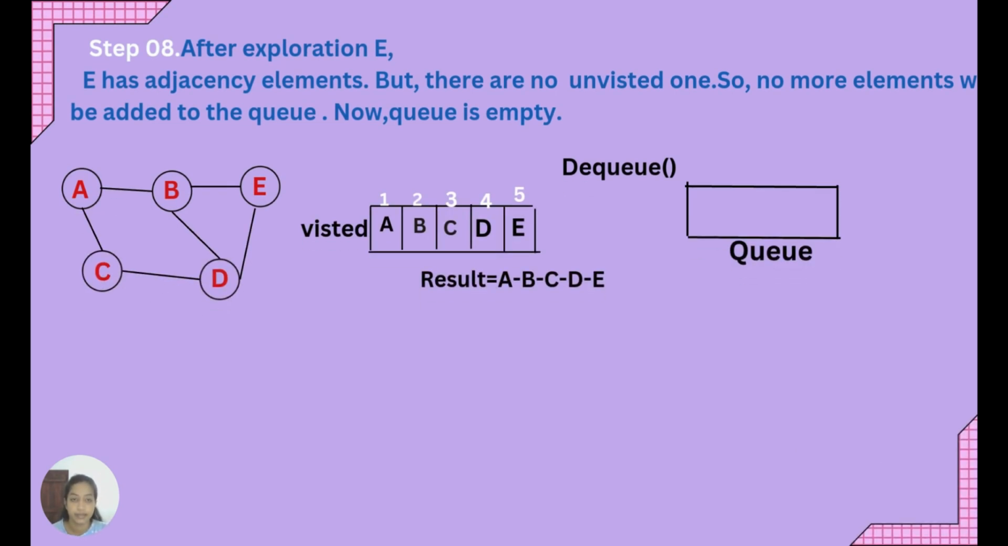Step 7: after exploring E, it has adjacency elements, but there are no unvisited ones. So no more elements are added to the queue. Now the queue is empty. Visited array is A, B, C, D, E. Result is A, B, C, D, E. The queue is empty, so now we move to the code part of breadth first search.